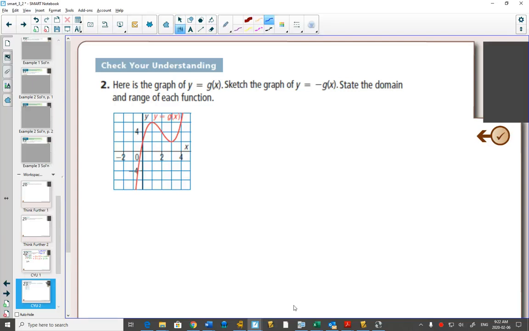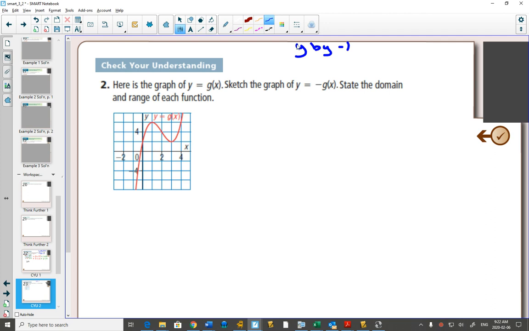Here is the graph of g of x. Sketch the graph of y equals negative g of x. So one thing that I look at here, it's outside. It's going to affect the y. If my y value gets multiplied by a negative 1, so this is my first thing that I'm thinking about. Can you see that that is going down?